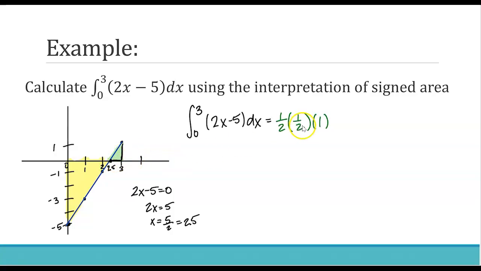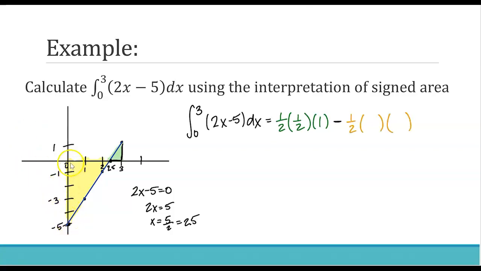So this is the area that's above the x-axis. It's a geometric shape, so we can find its area exactly. We're not approximating it. So 1/2 base times height. And then we have to do minus the area of the triangle that's below the x-axis. So we're going to have minus, and then it's 1/2, again, base times height.